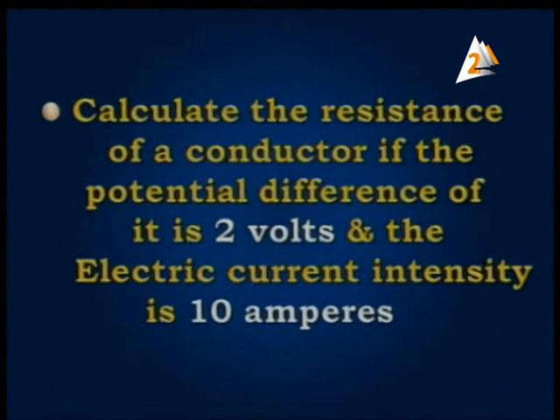After that, calculate the resistance of a conductor if the potential difference of it is 2 volt and the electric current intensity is 10 ampere.